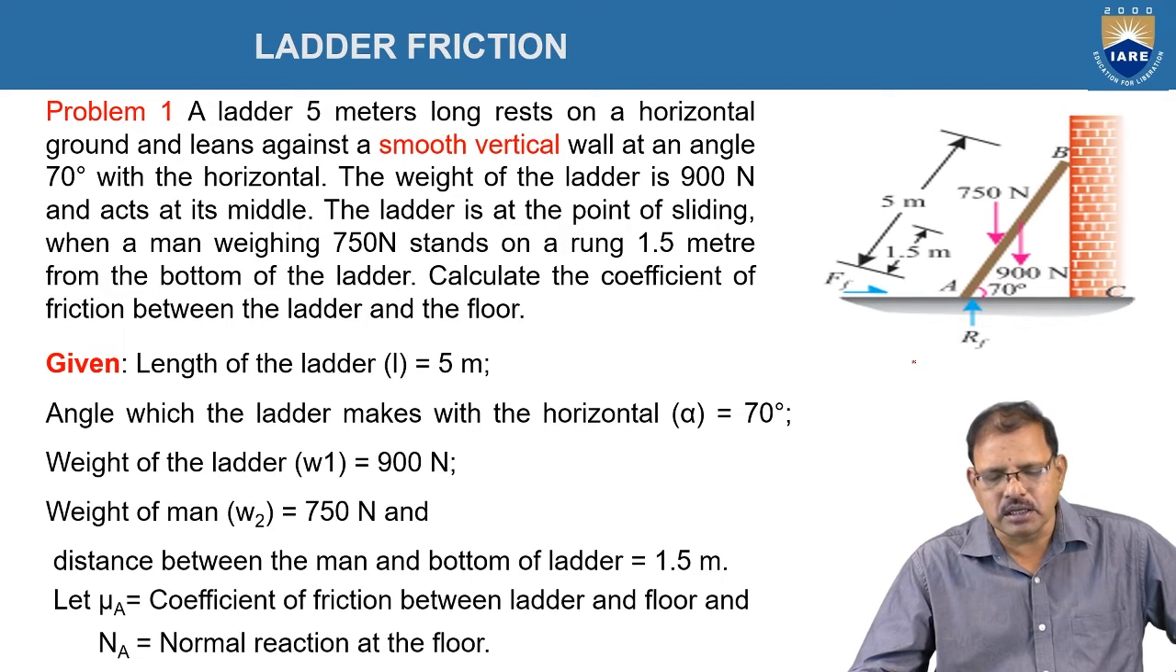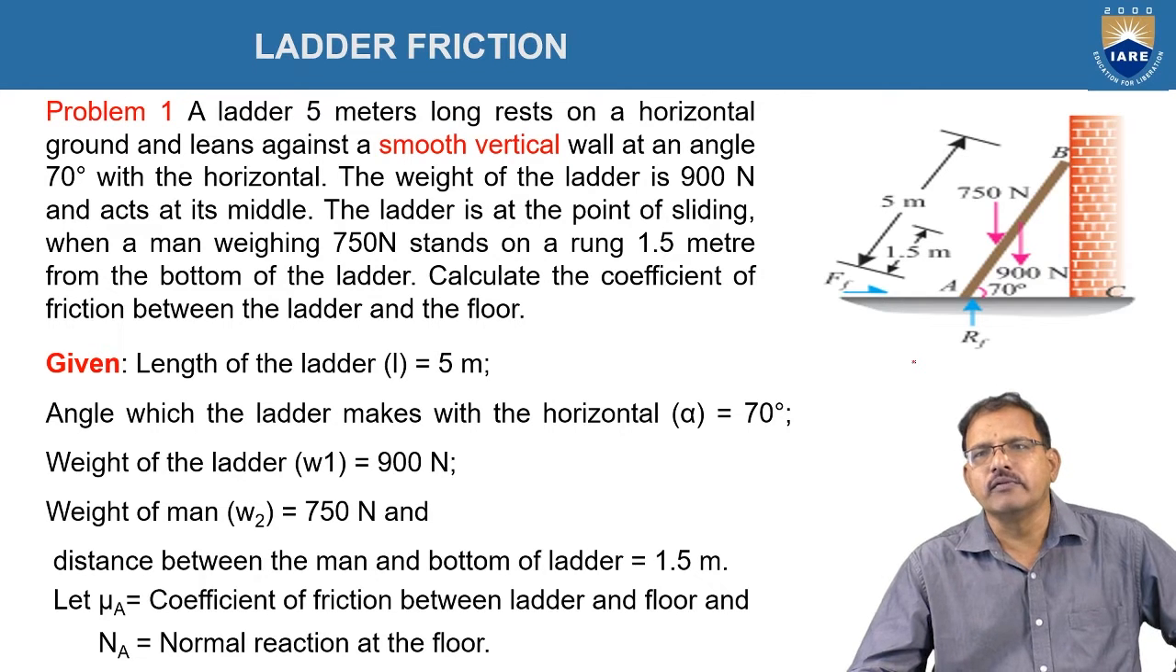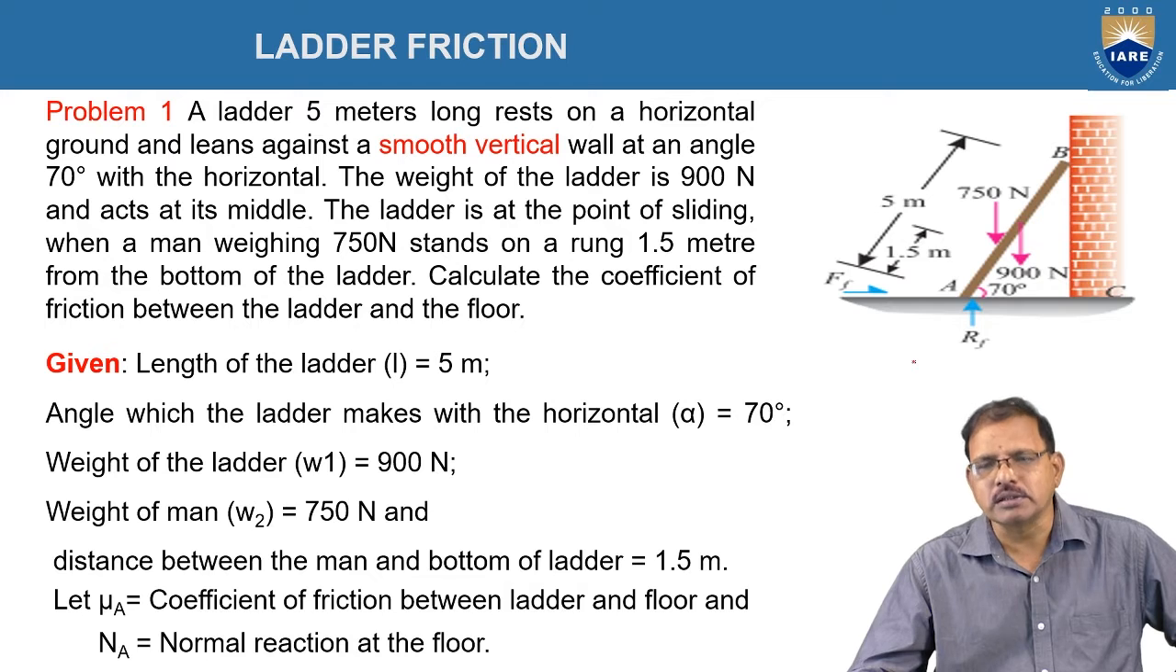A ladder 5 meters long rests on horizontal ground and leans against a smooth vertical wall at an angle of 70 degrees with the horizontal. The weight of the ladder is 900 newtons and acts at its middle. The ladder is at the point of sliding when a man weighing 750 newtons stands on a rung 1.5 meters from the bottom of the ladder. Calculate the coefficient of friction between the ladder and the floor.